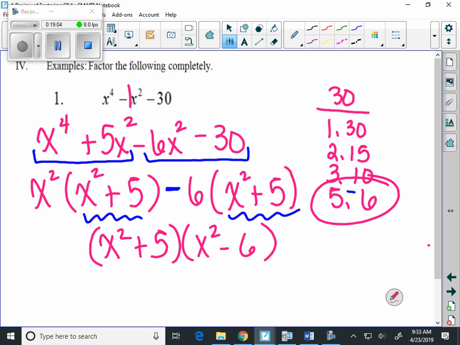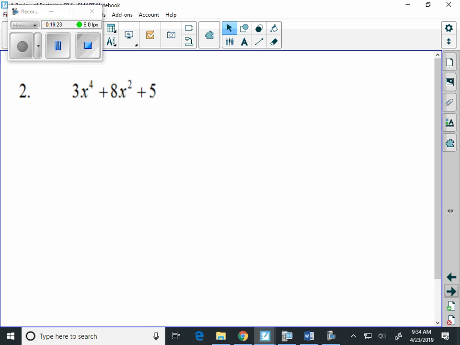By the way, it doesn't matter if you write x squared minus 6 first and x squared plus 5 second. We just want to get the factors. But what we just did is we factored a quartic instead of a quadratic. We use the same method. We make it a little bit harder as we get close to finishing here.